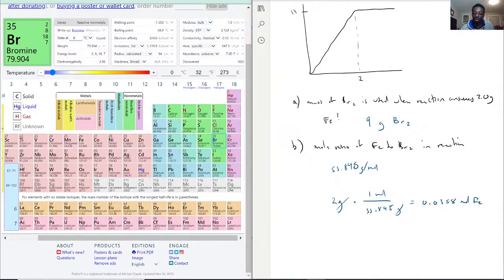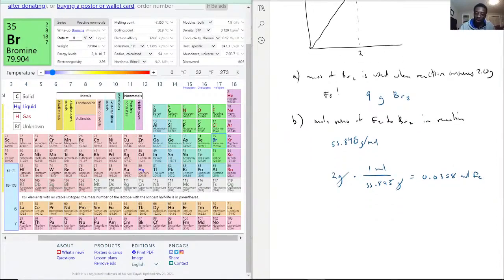Now bromine, as we said, has 79.904, but because we want the molar mass of bromine gas or liquid, it's still Br2, so we have to multiply that atomic mass by 2. So we have 9 grams divided by 1 mole of Br2, which is 159.808 grams, because 79.904 times 2. So 9 divided by that gives 0.0563 moles of Br2.